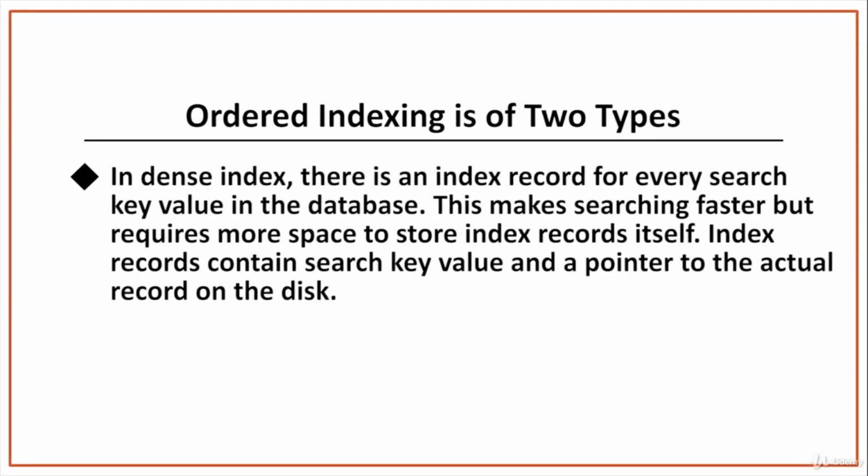In dense index, there is an index record for every search key value in the database. This makes searching faster but requires more space to store index records itself. Index records contain search key value and a pointer to the actual record on the disk.